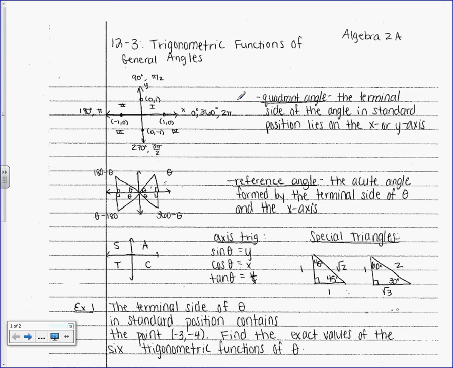Quadrant angle. The terminal side of the angle in standard position lies on the x or y axis. I'll show you what that looks like in a second. Reference angle, the acute angle formed by the terminal side of theta and the x-axis. So this bow tie basically is what we're going to do. Whenever we do something, we figure out what quadrant it's in, and we draw that piece of the bow tie. So I'm not going to do all of these at once. I'm just going to do one little piece at a time so you see where it came from.